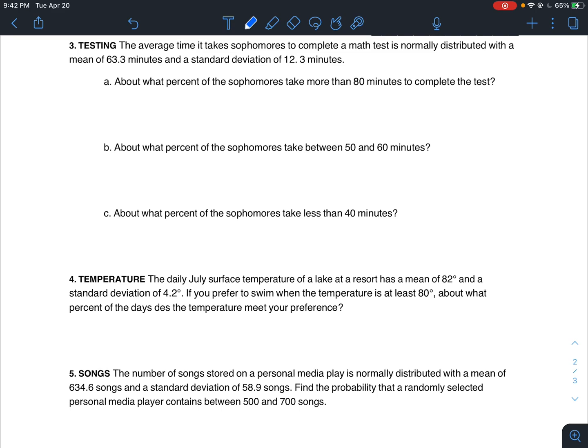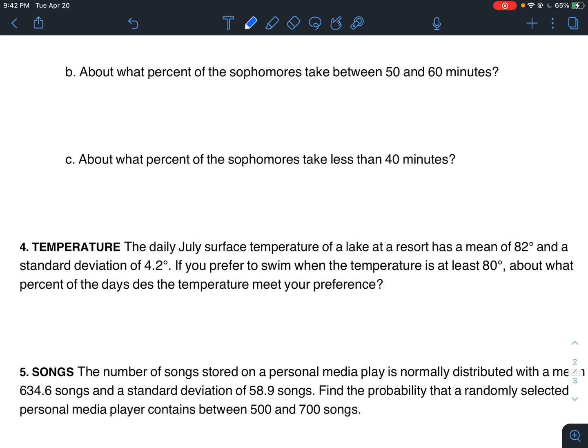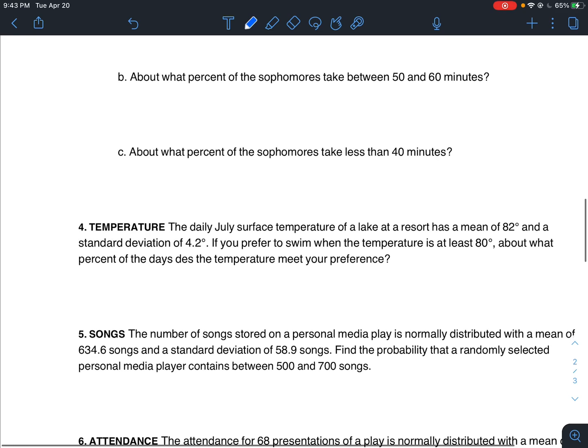But let's talk about number 4, because the wording can be a little bit tricky. Number 4 says the daily July surface temperature on a lake at a resort has a mean of 82 degrees, and a standard deviation of 4.2. If you prefer to swim when the temperature is at least 80 degrees, about what percent of the days does the temperature meet your preference? The wording is really tricky here, but let's go ahead and draw a standard normal curve.